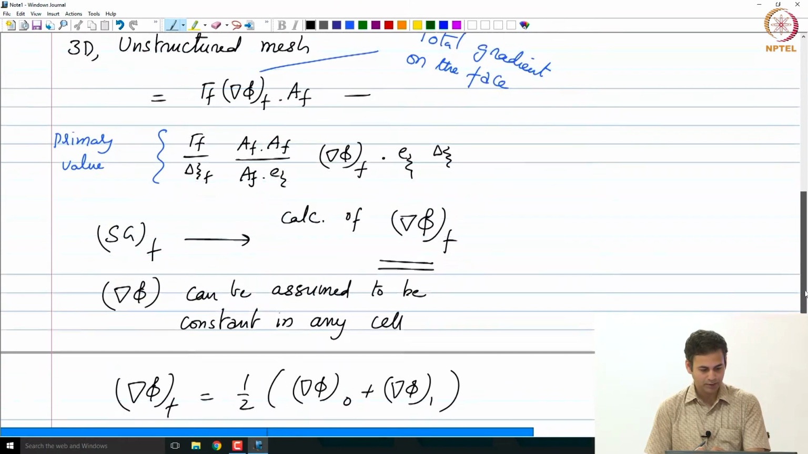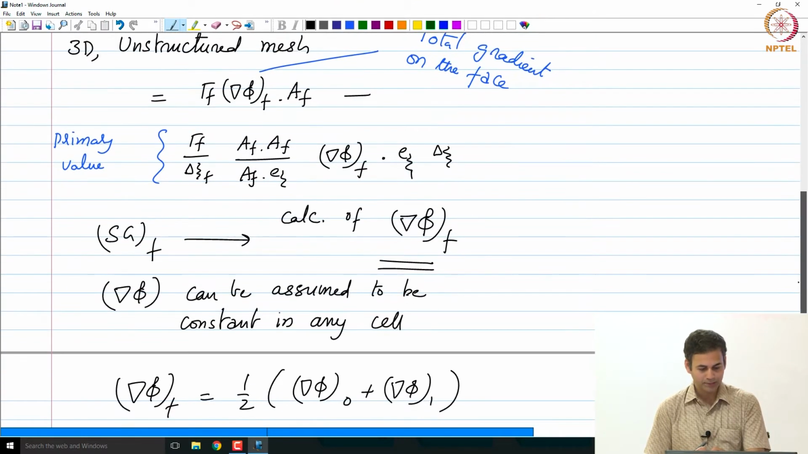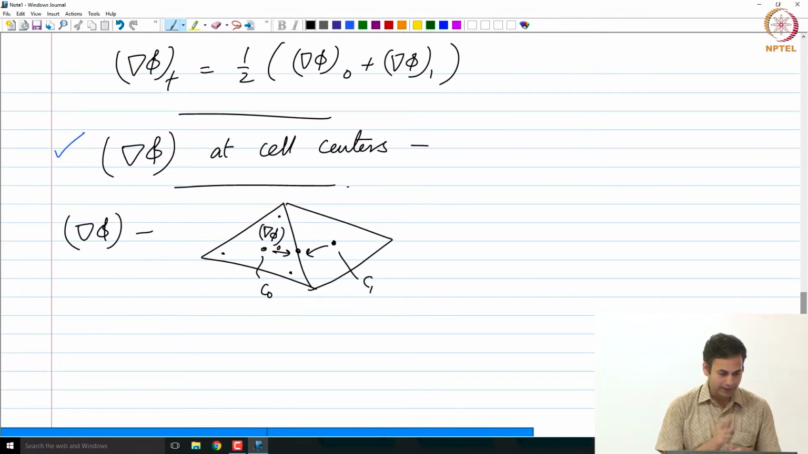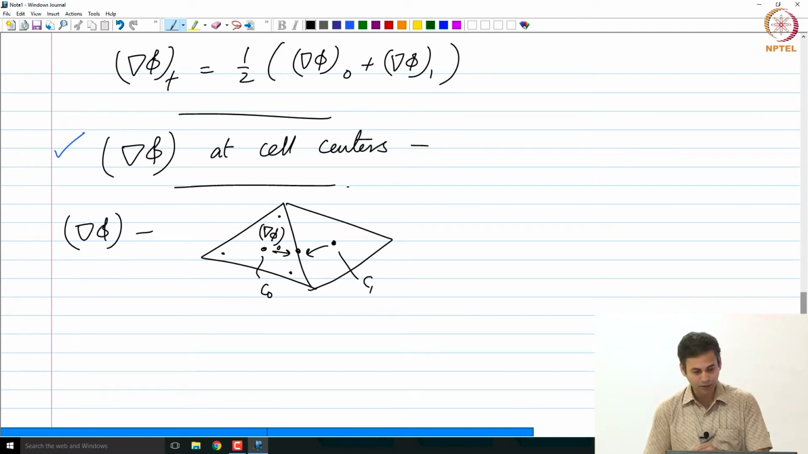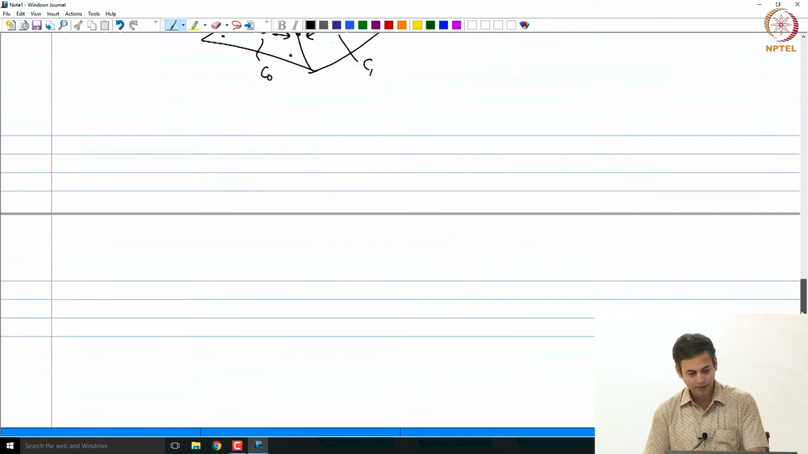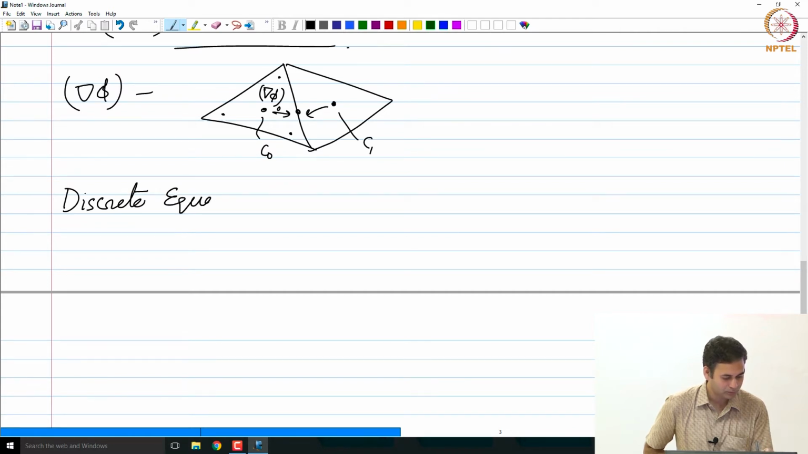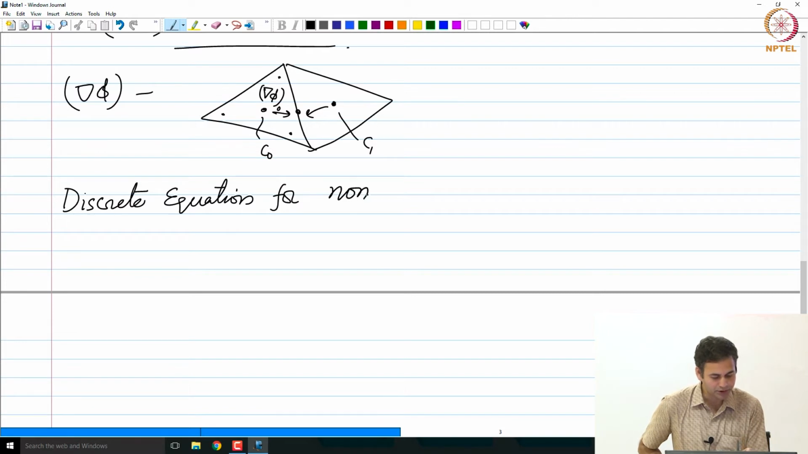All right, so we have all these values. Then let us try to write a discrete equation, which will be for non-orthogonal meshes. Let us assemble all these things and write the discrete equation for non-orthogonal meshes.